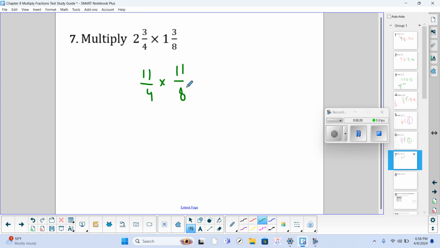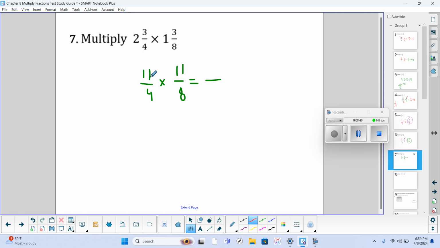Okay, now this might be a little tricky to some people because they see 11 and 11 and 4 and 8. They're like, oh, there's some factors here. But actually, there isn't. 11 and 4 can't be simplified. 11 and 8 can't be simplified. Obviously, 11 and this 4 can't be simplified. 11 and this 8 can't be simplified. So we would multiply across.